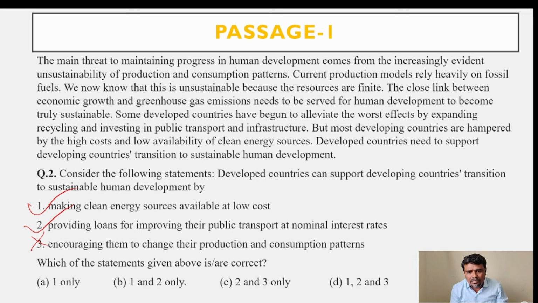Okay, the passage is not talking about the behavioral patterns of the country. It is talking about the problem statement, which is high cost and low availability. So if you want to support, you have to support in that particular area. You're getting the point. So third is eliminated. So 1 and 2 only. Option B is the right option.